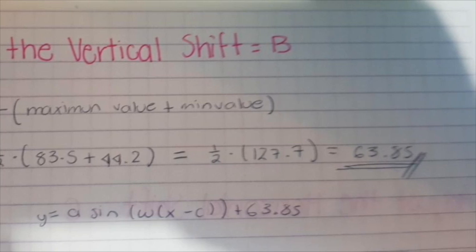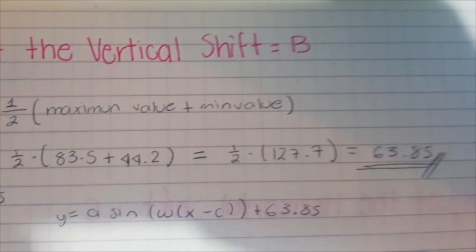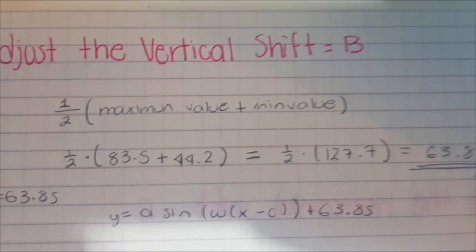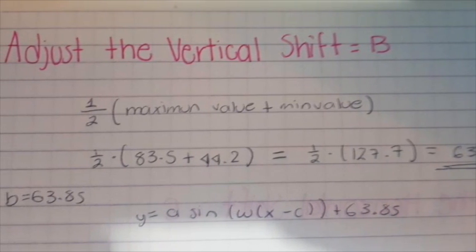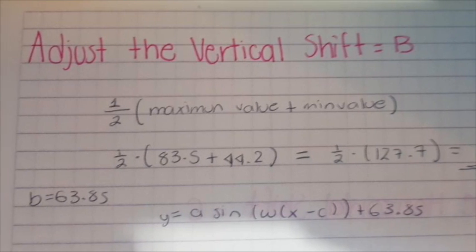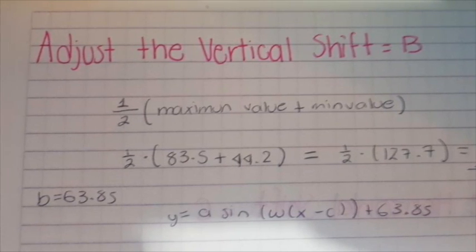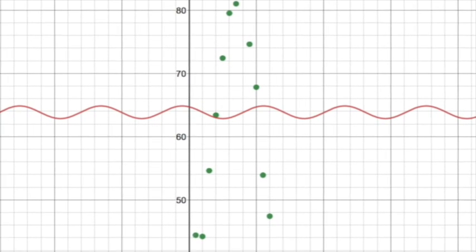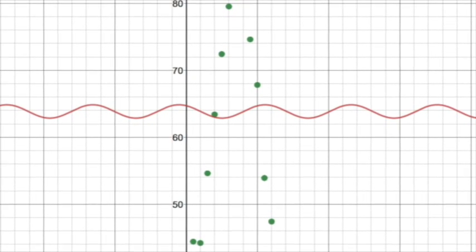So what we need to do next is take the maximum value and the minimum value of the y-axis, add them, and then multiply by 1/2. So the result is going to give us 63.58, and this result represents the letter B, that is the vertical shift. So our graph will look like this.